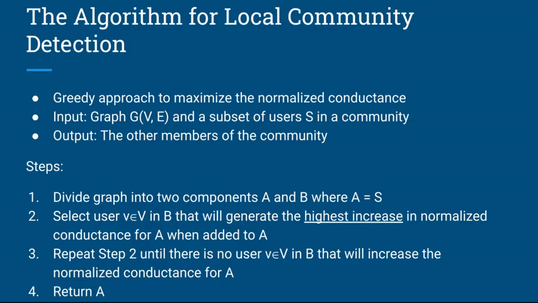The algorithm for local community detection uses a greedy approach to try to maximize the normalized conductance. The input is a graph G and a subset of users S in a community. The output is the other members of that community. First, the graph is divided into two components, A and B, where A is equal to S. Then select user V in B that will generate the highest increase in normalized conductance for A when it's added to A. Step 2 is repeated until there's no user in B that will increase the normalized conductance for A, and A is then returned.